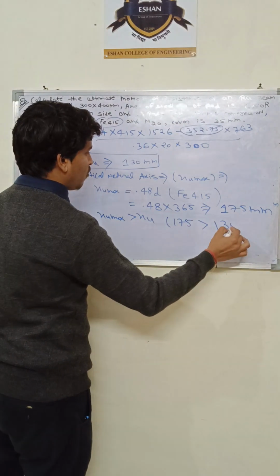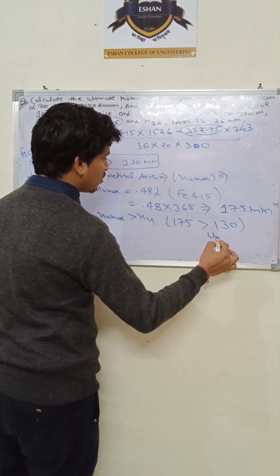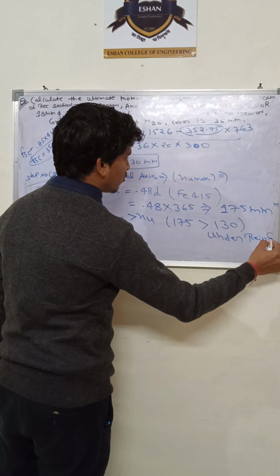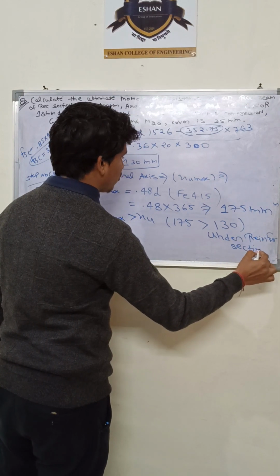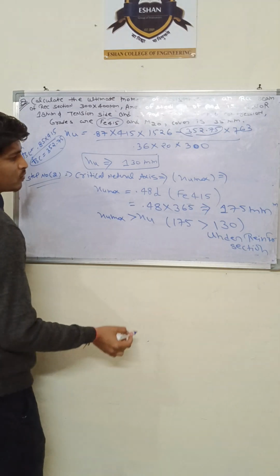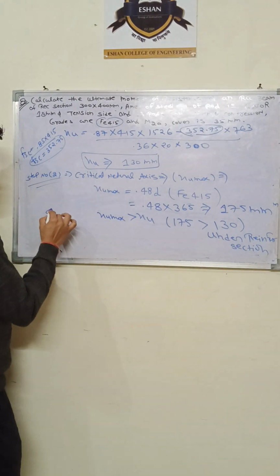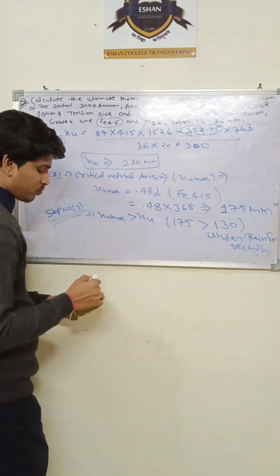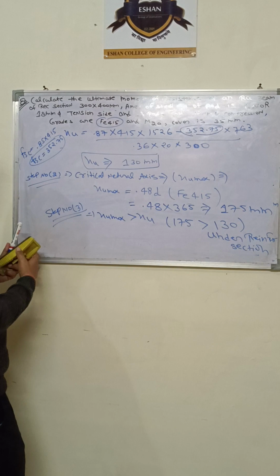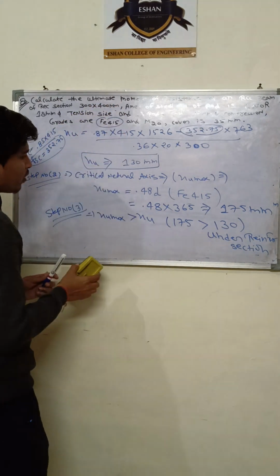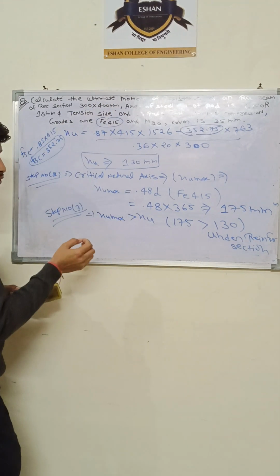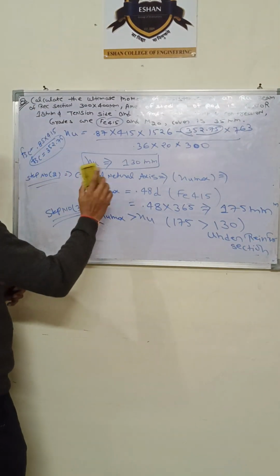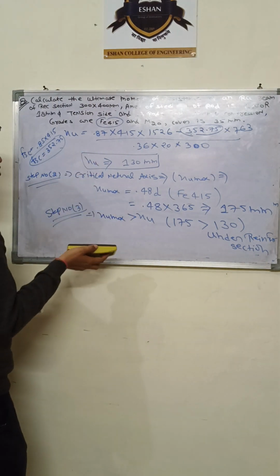175 is greater than 130. When this condition occurs, it is an under-reinforced section. This is the under-reinforced section. This is step number three, where we find the ultimate moment of resistance. We got a section which is under-reinforced, so now we calculate the ultimate moment of resistance of the beam.